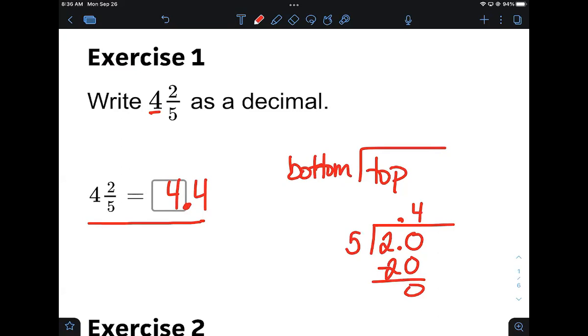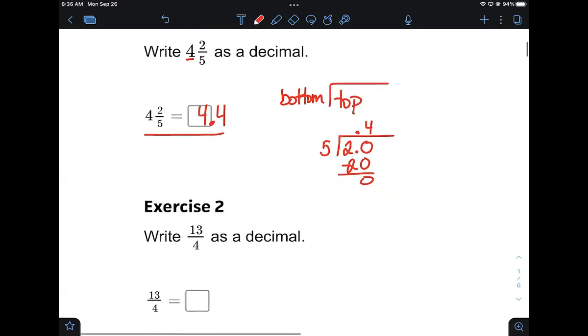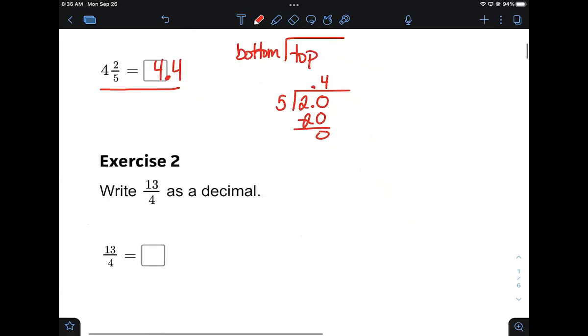So if I don't have my fractions memorized, or if it's one like we had on our quiz, I think the one on our quiz was Monday last week, was I think 17/40ths. So if that's the case, we just have to do top divided by bottom. All right, let's move on to number 2. Number 2 is 13/4. Does anyone have their fourths memorized up to 13?